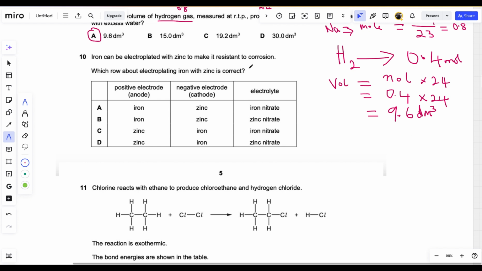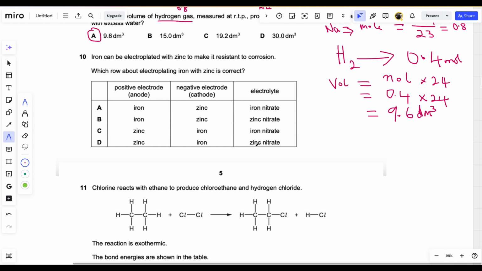Iron in the presence of oxygen and water will start to rust. So if you don't want it to rust, one of the things you can do is coat it with zinc using electrolysis. You use zinc as the electrode to coat the iron, so that the iron will not rust. Which row about electroplating iron with zinc is correct? Now, of the positive and negative electrodes in the electrolysis process, which one should be iron?